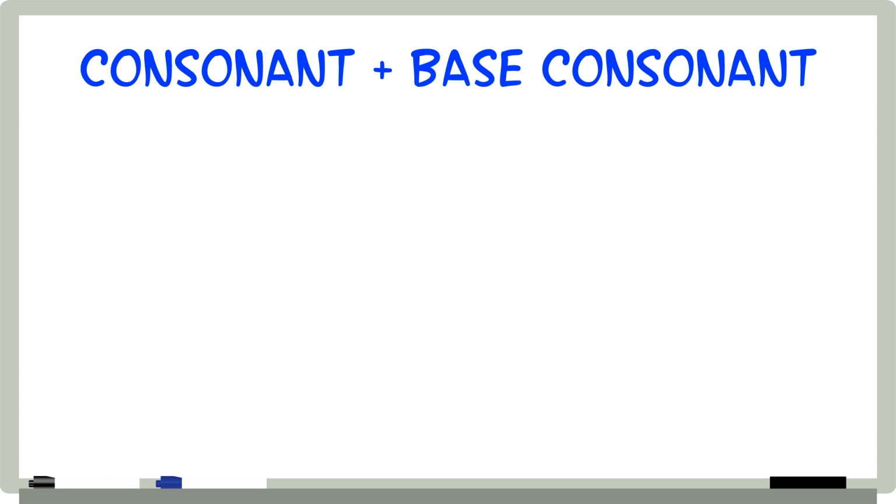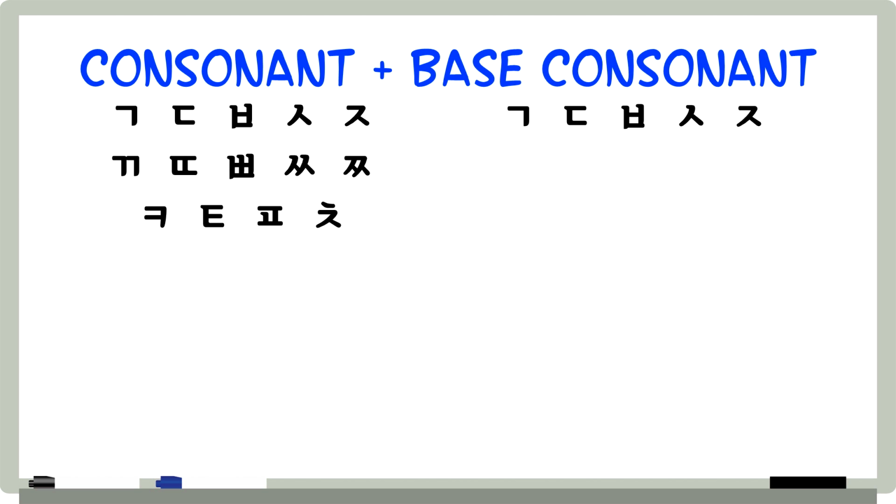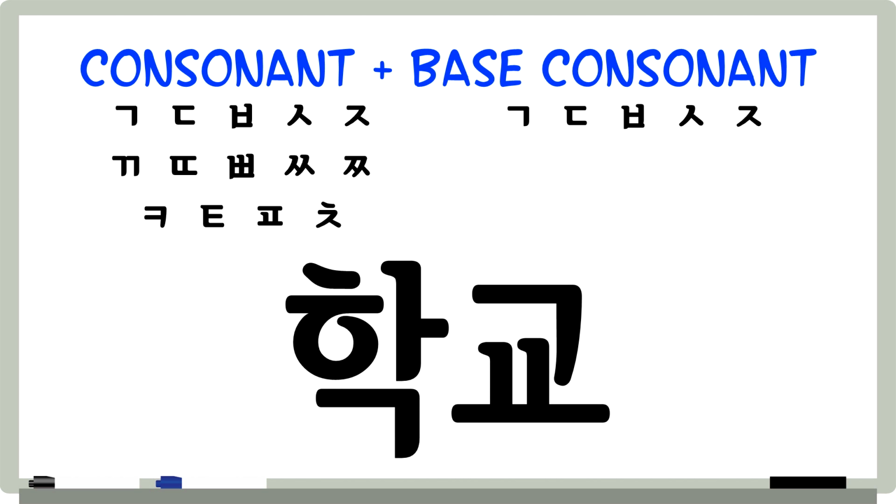Here's our first new sound change rule. Whenever you have a consonant, specifically a base consonant, a double consonant, or a strong consonant, that's followed by a base consonant, the second base consonant will become pronounced like a double consonant. Okay, that sounds a bit difficult, but it's simple how it works. For example, take a look at this word. 학교. This word means school.